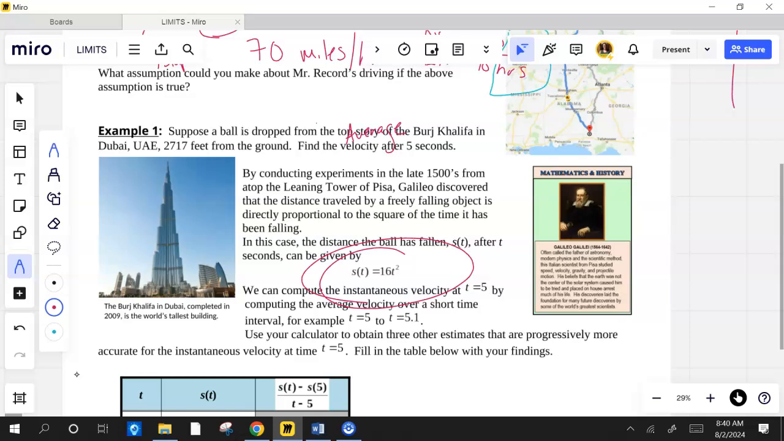So here's what we're going to do. Let's see if this is the rate at which I can tell how far it is. So after 5 seconds, where is it? I would plug in this formula. You'd plug in 5. After 5 seconds, where is it? That's what this is telling me. This is telling me the distance that it's fallen.